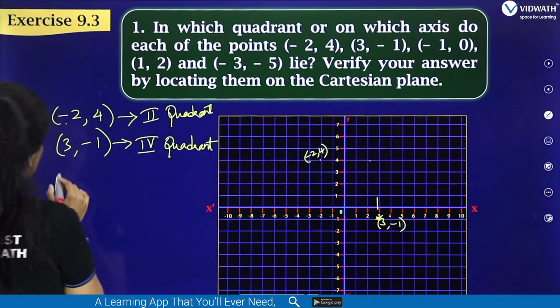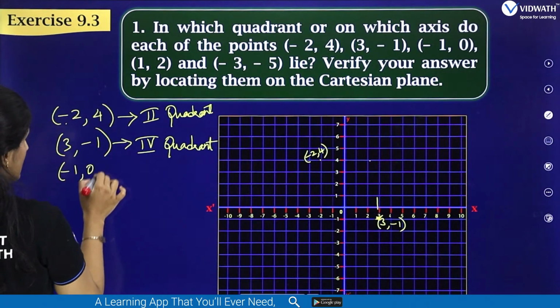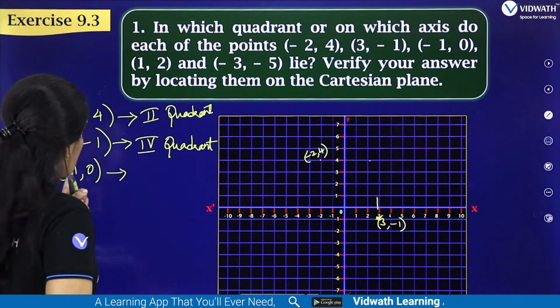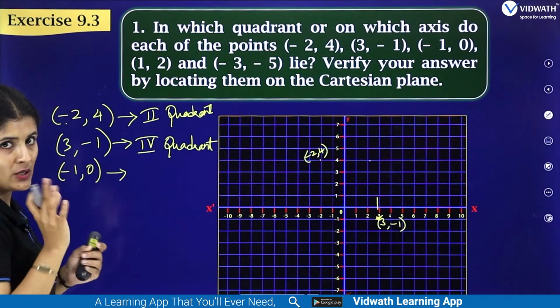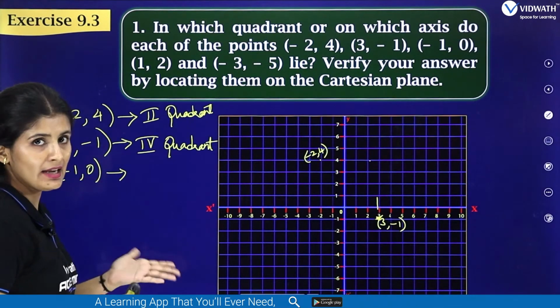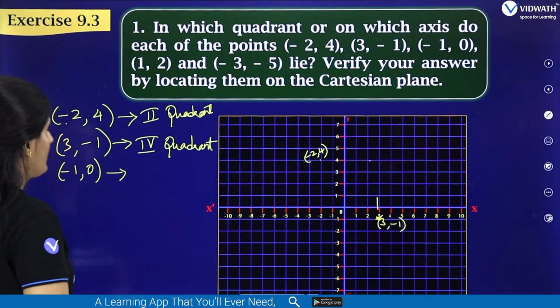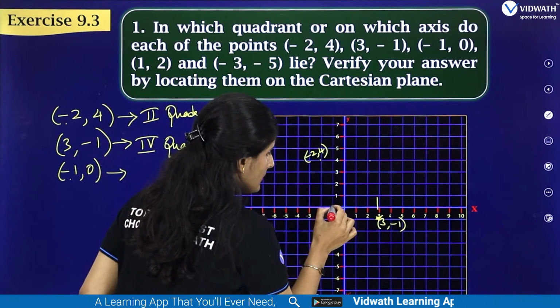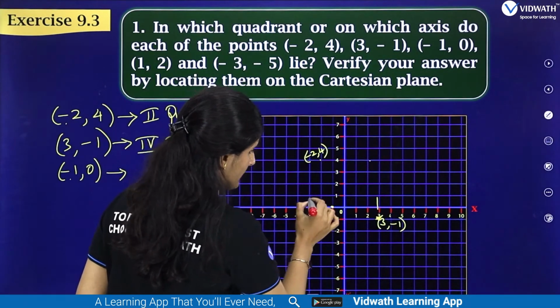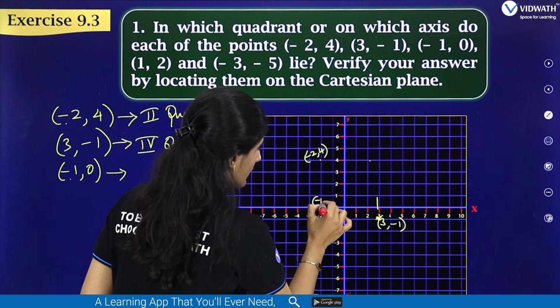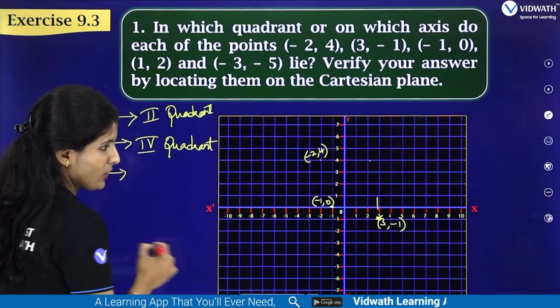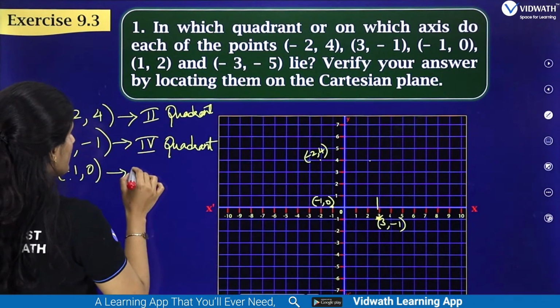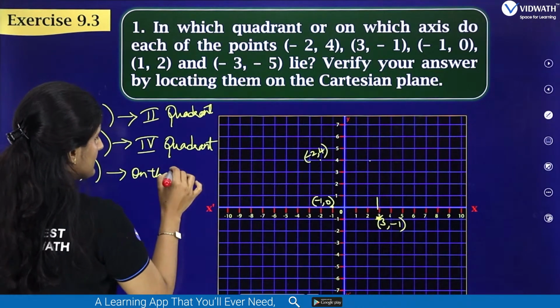The next point is (-1, 0). Let us look at this. Here, the y coordinate is 0. That means this point will lie on the x-axis itself. The value for the x coordinate is -1. Therefore, the point will lie at this location. Therefore, this point has the coordinates (-1, 0) and this point lies on the x-axis.